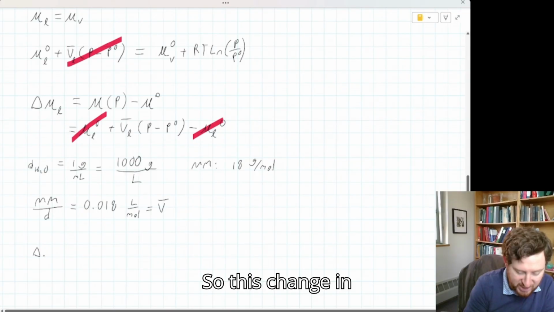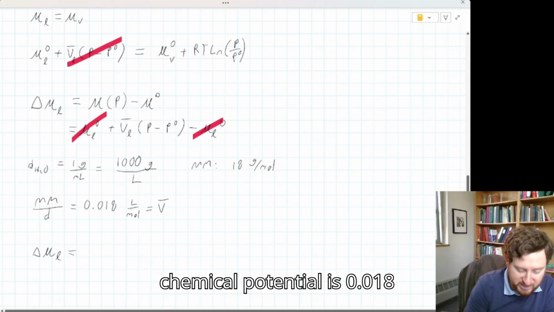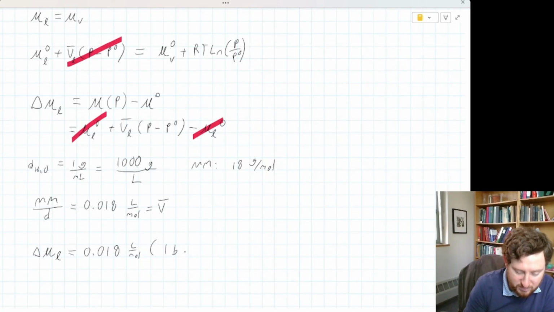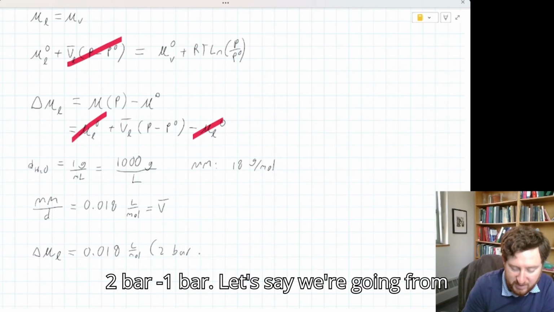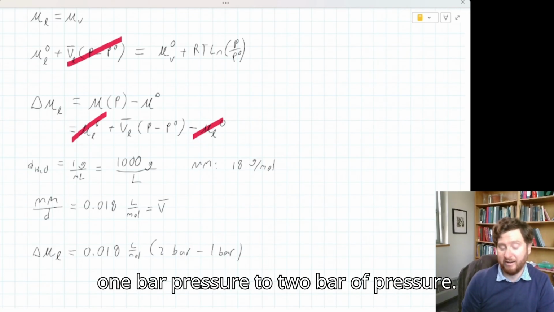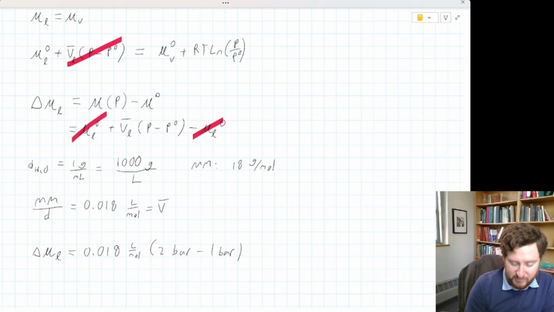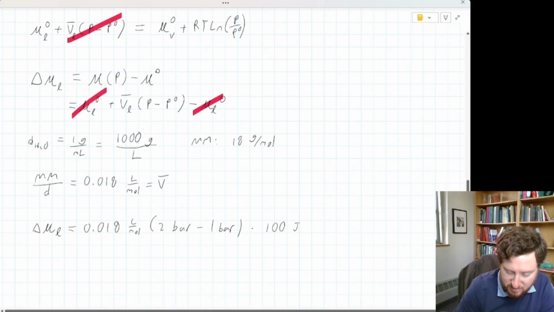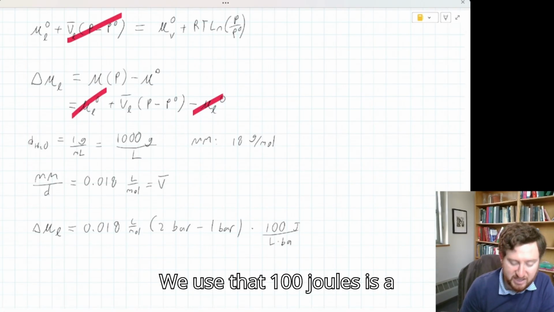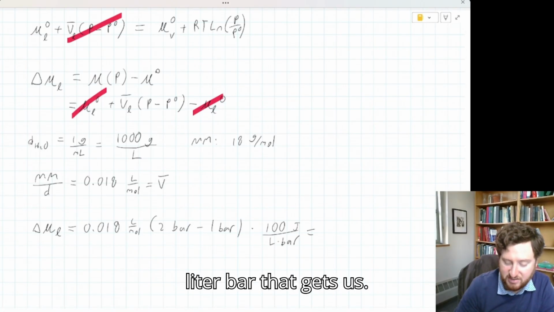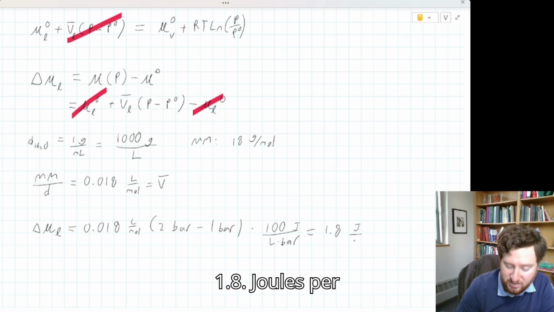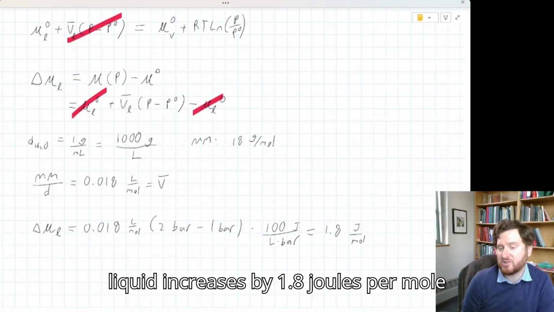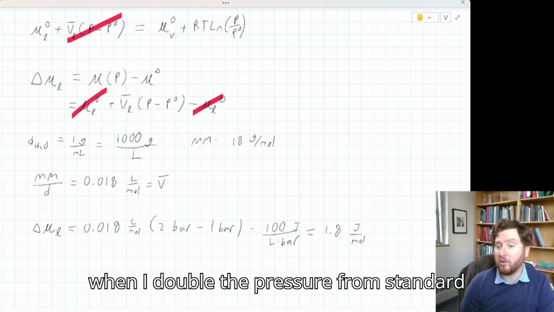So this change in chemical potential is 0.018 liters per mole times 2 bar minus 1 bar. Let's say we're going from 1 bar of pressure to 2 bar of pressure. And then remember that if we want to convert this into joules, we'll use our 100 joules is a liter bar. That gets us 1.8 joules per mole. So the chemical potential of my liquid increases by 1.8 joules per mole when I double the pressure, from standard pressure to 2 bar.